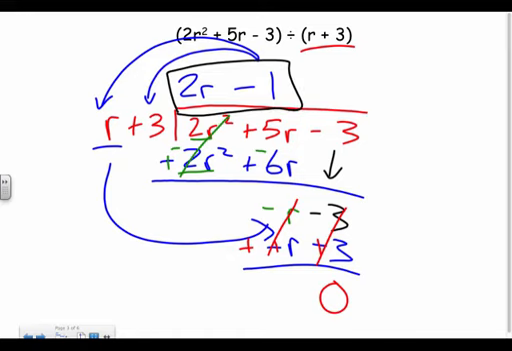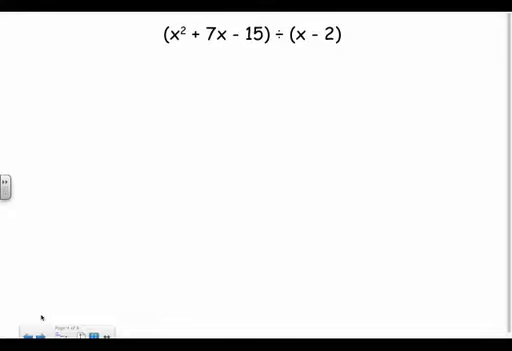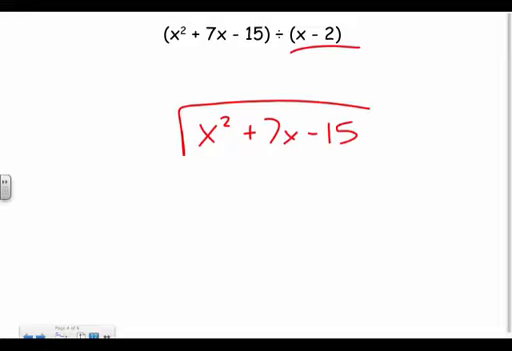Okay, I know a lot of you are asking, what happens if you actually have a remainder? Well, I'm glad you asked. We're going to take a look at that. Let's try another guy. So I got my x squared plus 7x minus 15. It's a binomial, so we got to use long division, not a fraction.